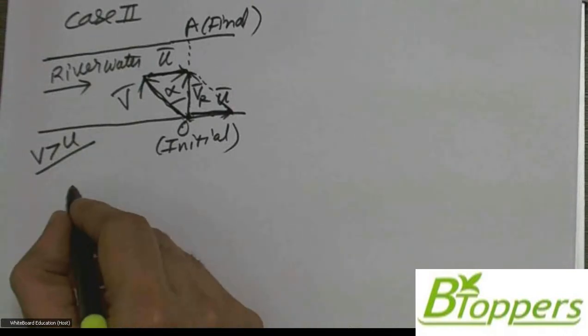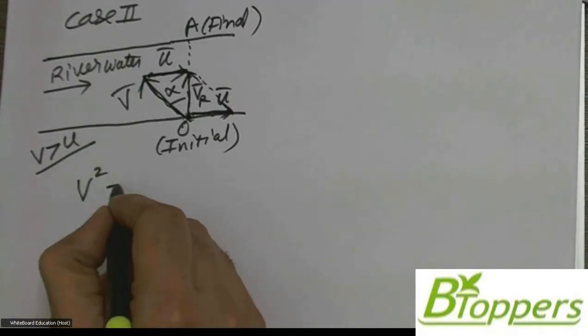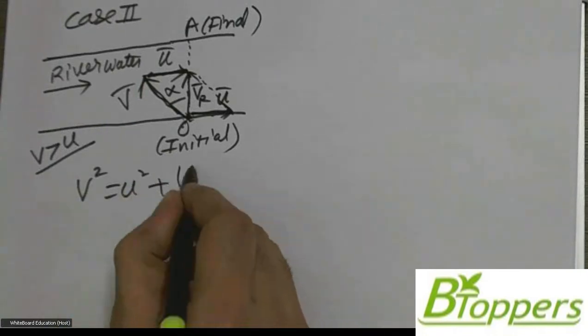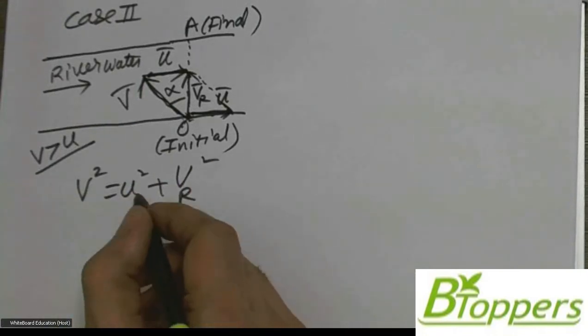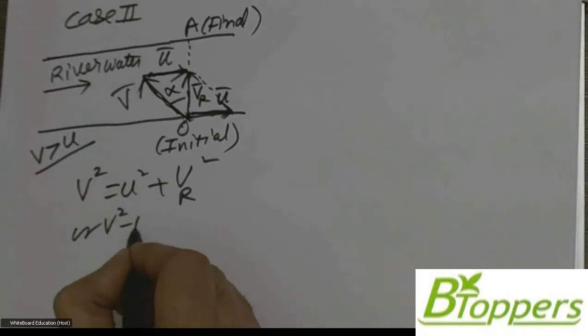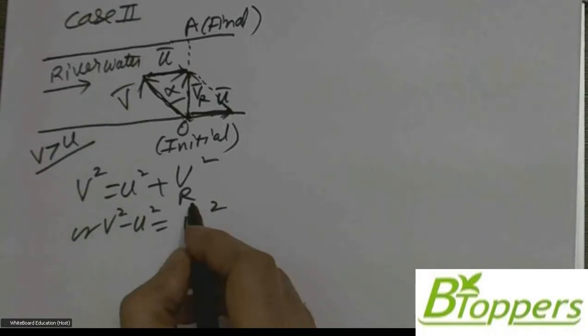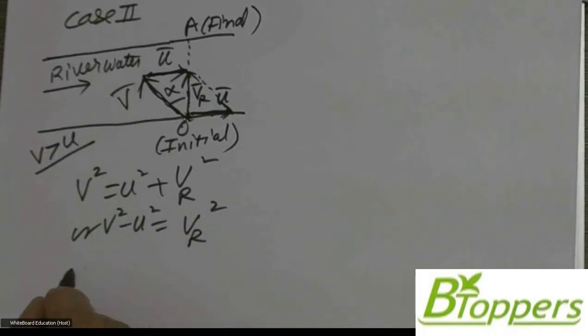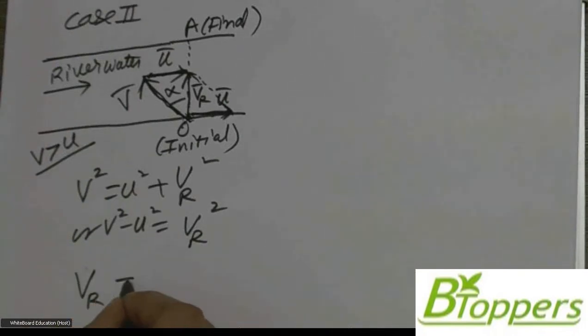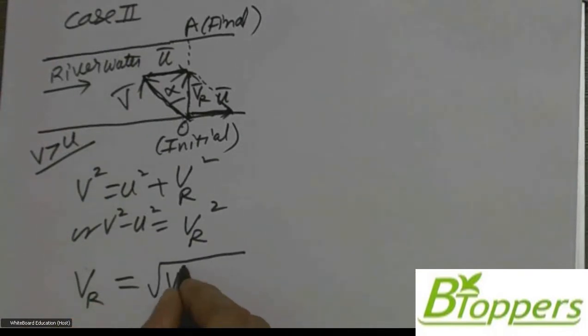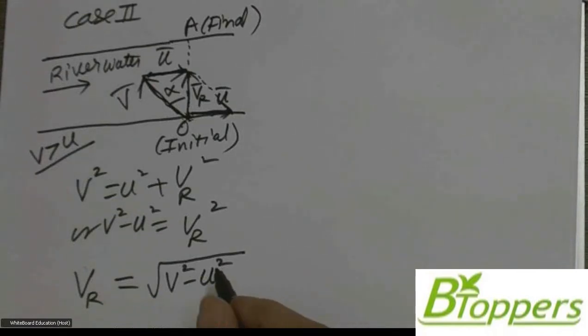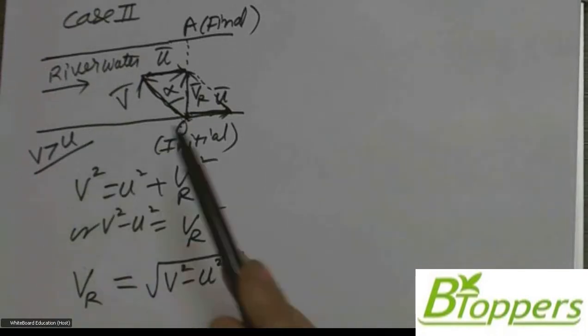So if you apply the Pythagoras theorem, you write V square equal to U square plus VR square. Or you can write V square minus U square equal to VR square. So the magnitude of the resultant velocity in this case will be root of V square minus U square. That means this situation is possible only when V is greater than U.